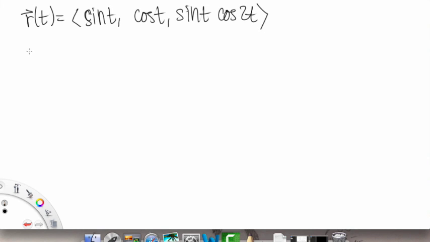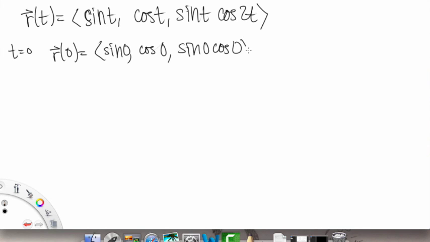First, we're going to plug in t equals 0. So r of 0 is equal to sine of 0, cosine of 0, and sine 0 cosine 0. Sine of 0 is just 0, cosine of 0 is 1, and sine of 0 is just 0. So we have 0, 1, 0. That's a pretty easy point there.